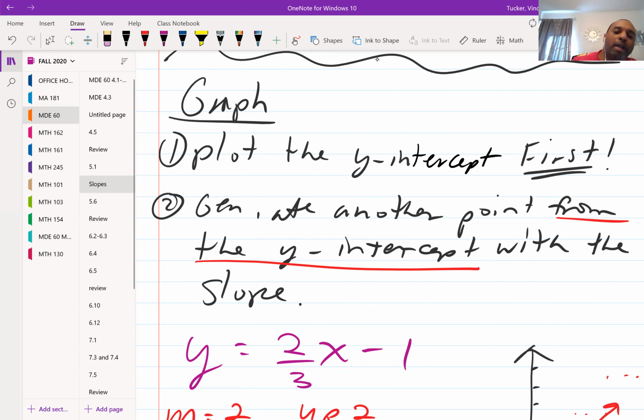So we don't go back to the origin. Remember, we go to the origin when we have another point. Your slope is not a point, and so a lot of people make that mistake. You don't go to your origin in order to generate a point with your slope. You generate a point from the y-intercept. And so you'll see what I mean in a second. Just give you guys a chance to write.